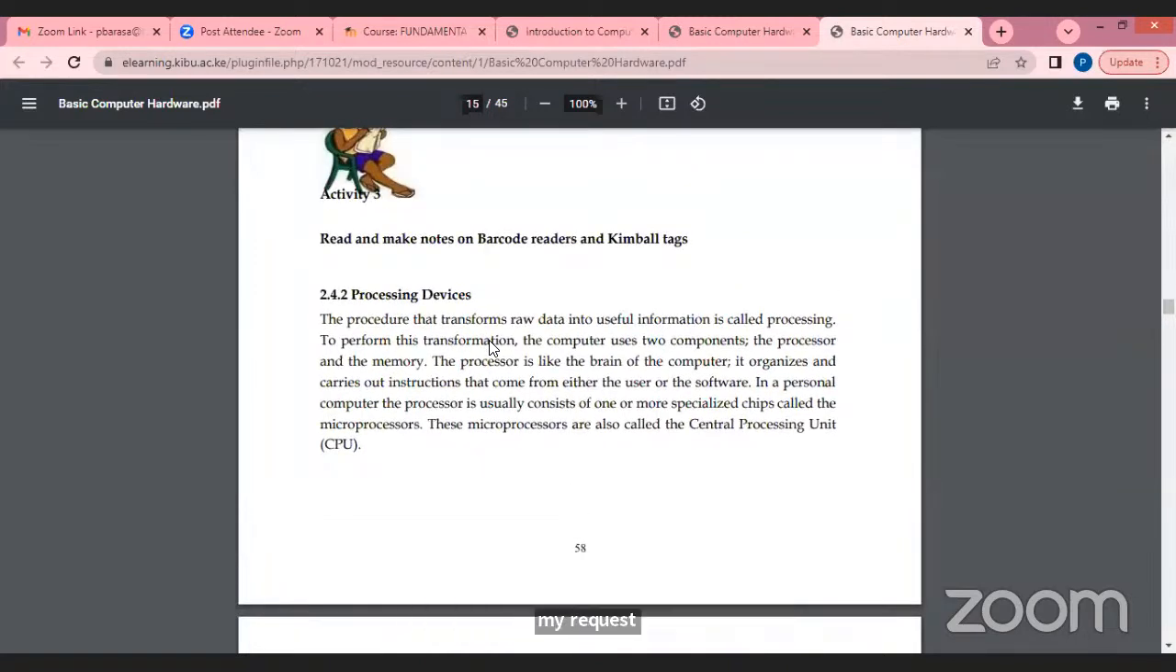So we go to processing devices. The procedure that transforms raw data into useful information is called processing. To perform this transformation, the computer uses two components, the processor and the memory. The processor is like the brain of the computer. It organizes and carries out instructions that come from either the user or the software.